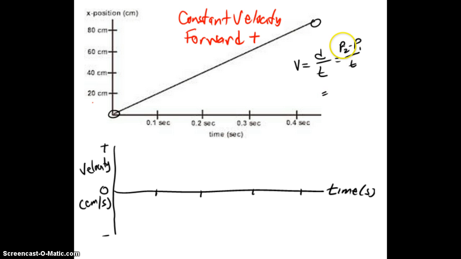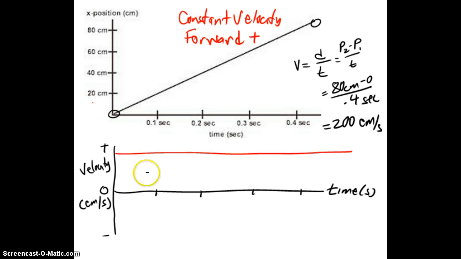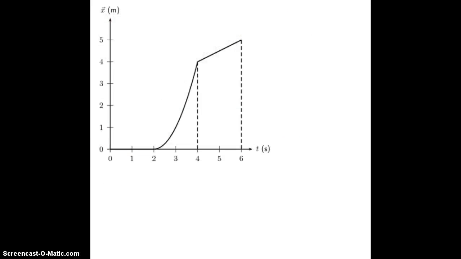In this case, we're going to 80 centimeters. We started at 0 centimeters, and our change of time was 0.4 seconds. So I have 200 centimeters per second. Let's go ahead and put it on the velocity versus time graph. So there I've got it showing constant velocity. It does not change, and the value we remember was 200 centimeters per second.